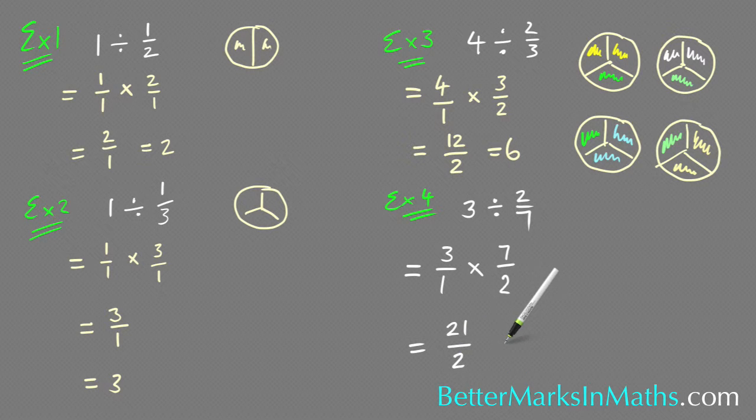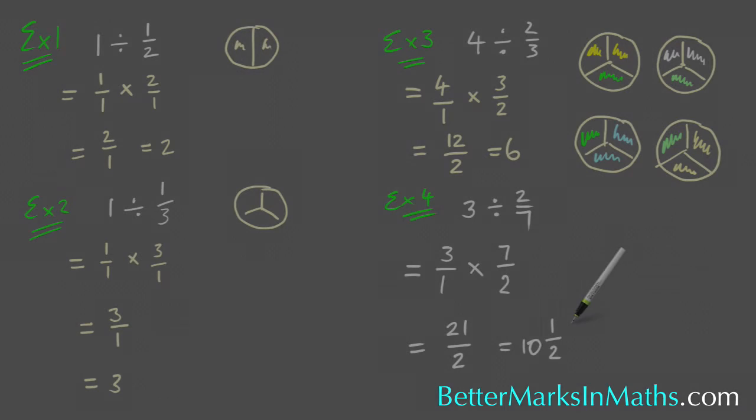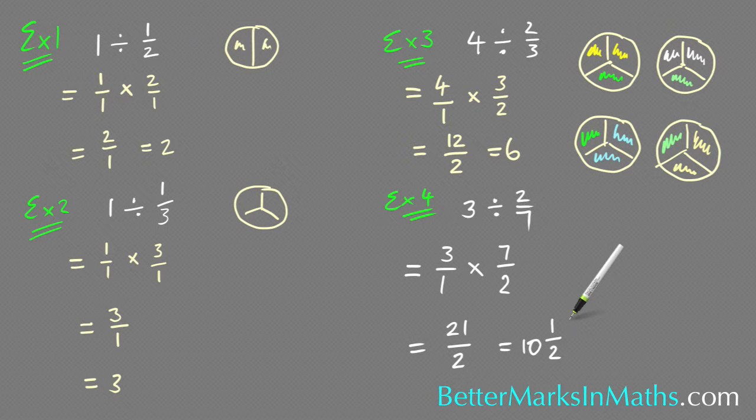How many 2's in 21? There are 10. And then there's 1 left over, which goes over this bottom number here. So 10 and 1/2. This is a little bit harder to show using a diagram. It could be done, and I'm not actually going to do it.